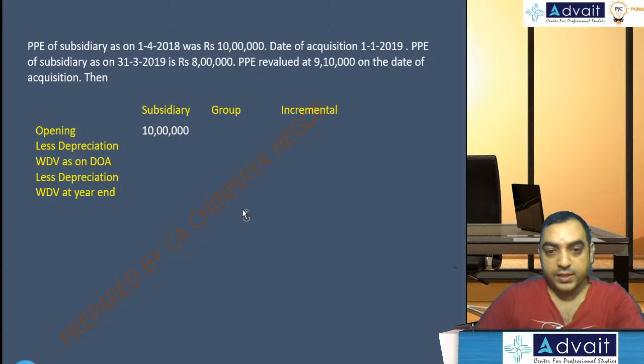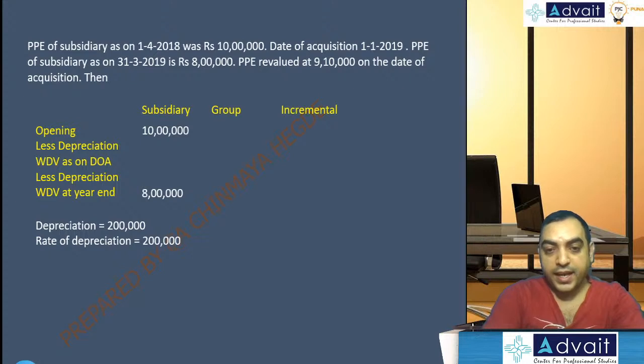Now, given opening balance is 10 lakh and WDV at the year end balance is given to be 8 lakh. Okay, therefore, if 10 lakh becomes 8 lakh, assuming no purchase and no sales, then you will have depreciation to be 2 lakh. And therefore rate of depreciation, if you want to compute, that will be 2 lakh divided by 10 lakh, which means you get 20% per annum.